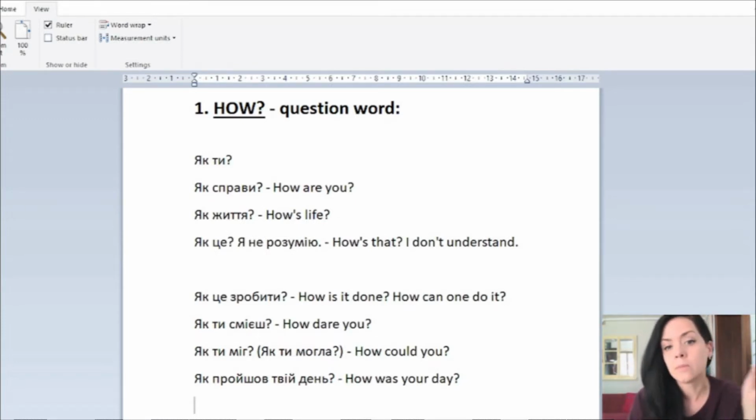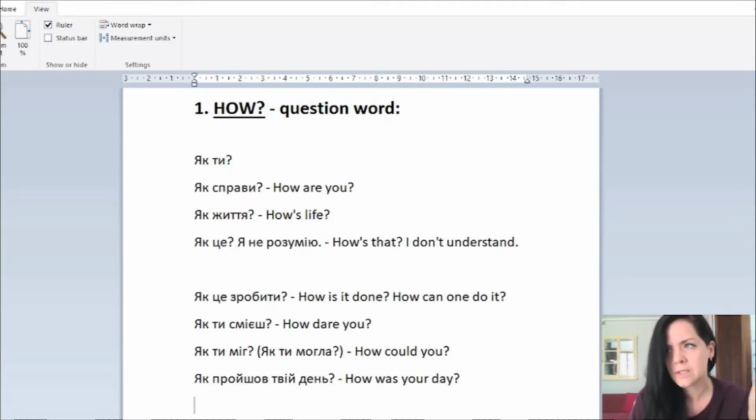We tend to omit the verb to be in the present tense. Як справи rather means how are the things, right? So як справи is also a way to ask how are you. Another instance, як життя. Життя means life, so that means how is life. Another instance, як це, я не розумію. How is that? I don't understand, right?